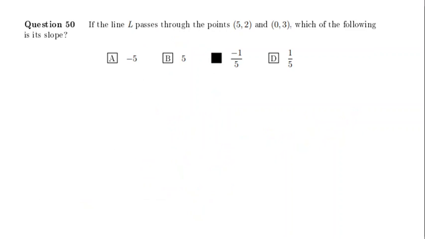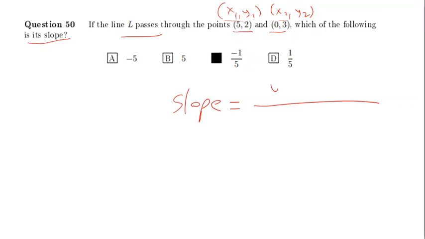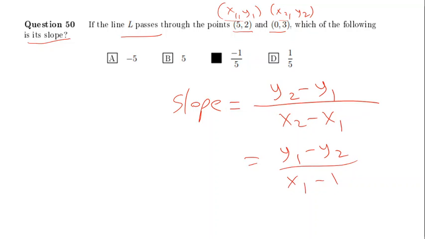Now, if the line passes through 5, 2 and 0, 3, which of the following is the slope? If you know 2 points on the line, then you can find the slope by using this formula. You remember y2 minus y1 divided by x2 minus x1, or y1 minus y2 divided by x1 minus x2. But be careful here, the order is important.